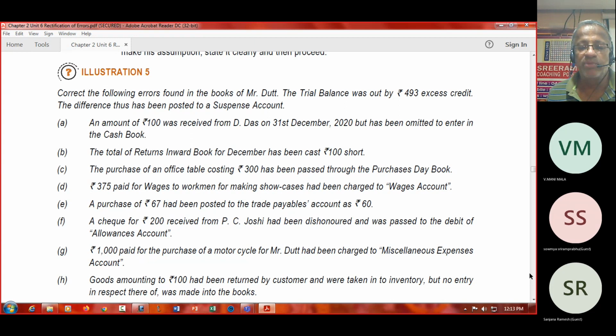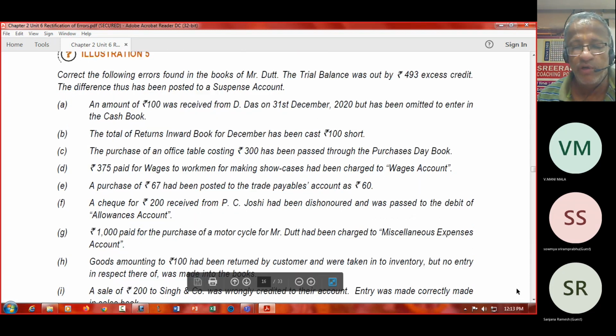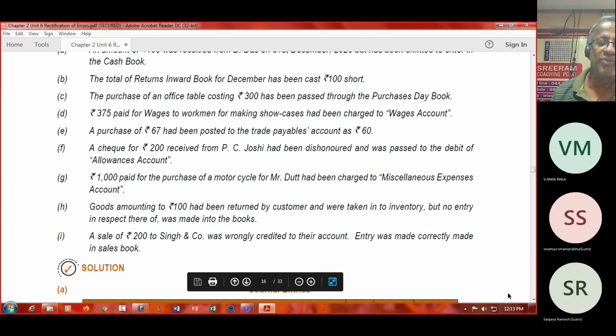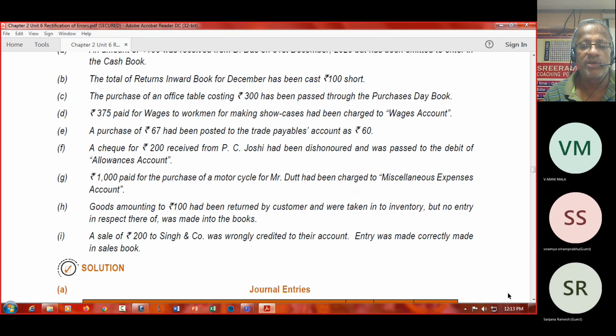Purchase of an office table costing 300 has been passed through purchases day book. 375 paid for wages to workmen for making showcases has been charged to wages account. A purchase of 67 has been posted to the trade payables account as 60. A check for rupees 200 received from PC Joshi has been dishonored and was passed to the debit of allowances account. Rupees 100 paid for the purchase of motor vehicle for Mr. Dutt has been charged to miscellaneous expenses account.